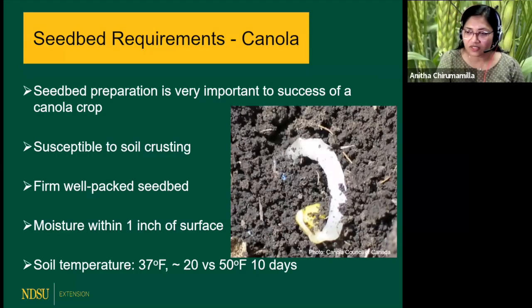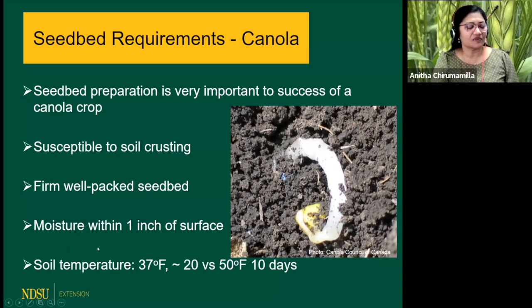Everybody knows that canola is a small seed, and so when there is a small seed to grow, seedbed preparation becomes very important to the success of a crop, and especially it applies to canola. Canola is very susceptible to soil crusting, so it is always important to seed canola into a firm or well-packed seedbed. Since it's a small seed, seeding depth is very shallow, less than an inch, and for rapid emergence, optimum seed to soil contact with enough moisture is very important.